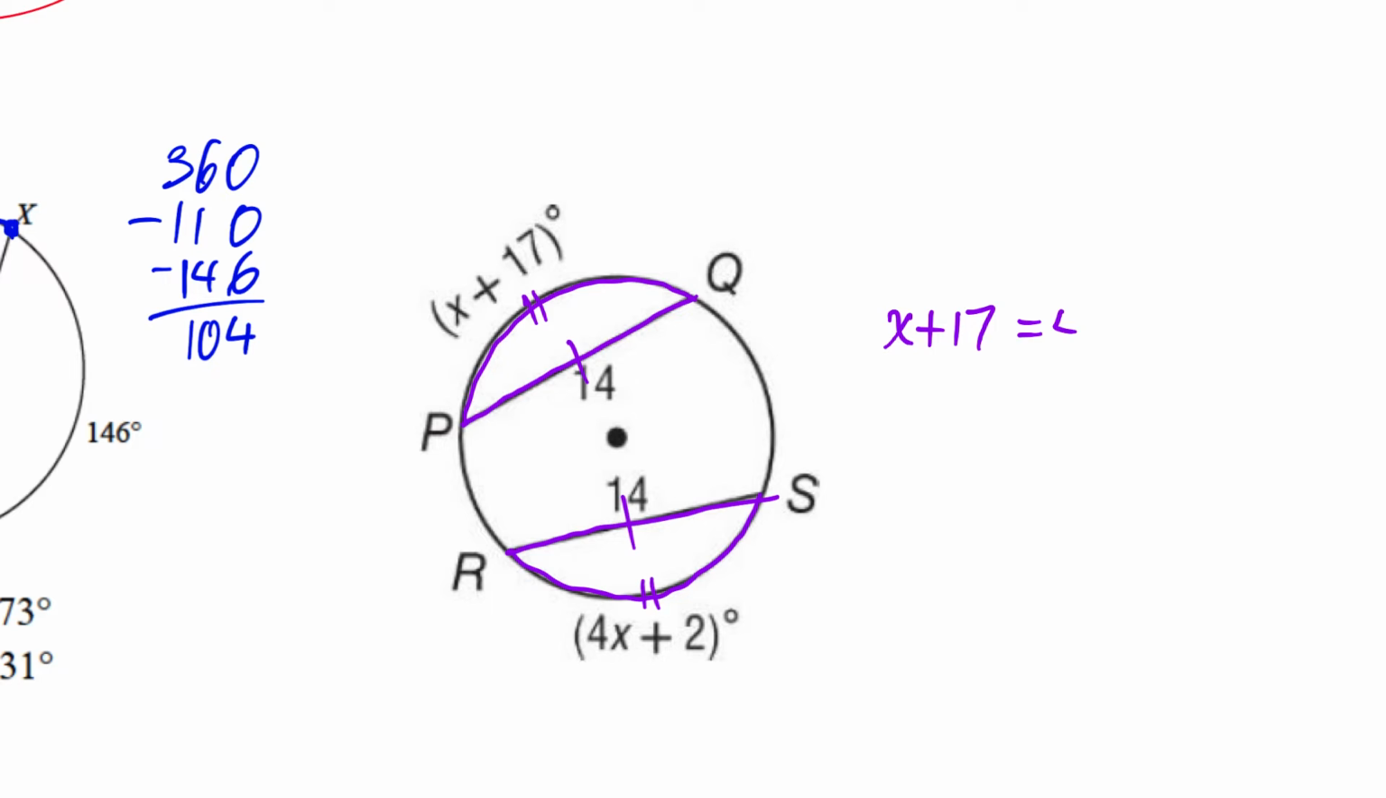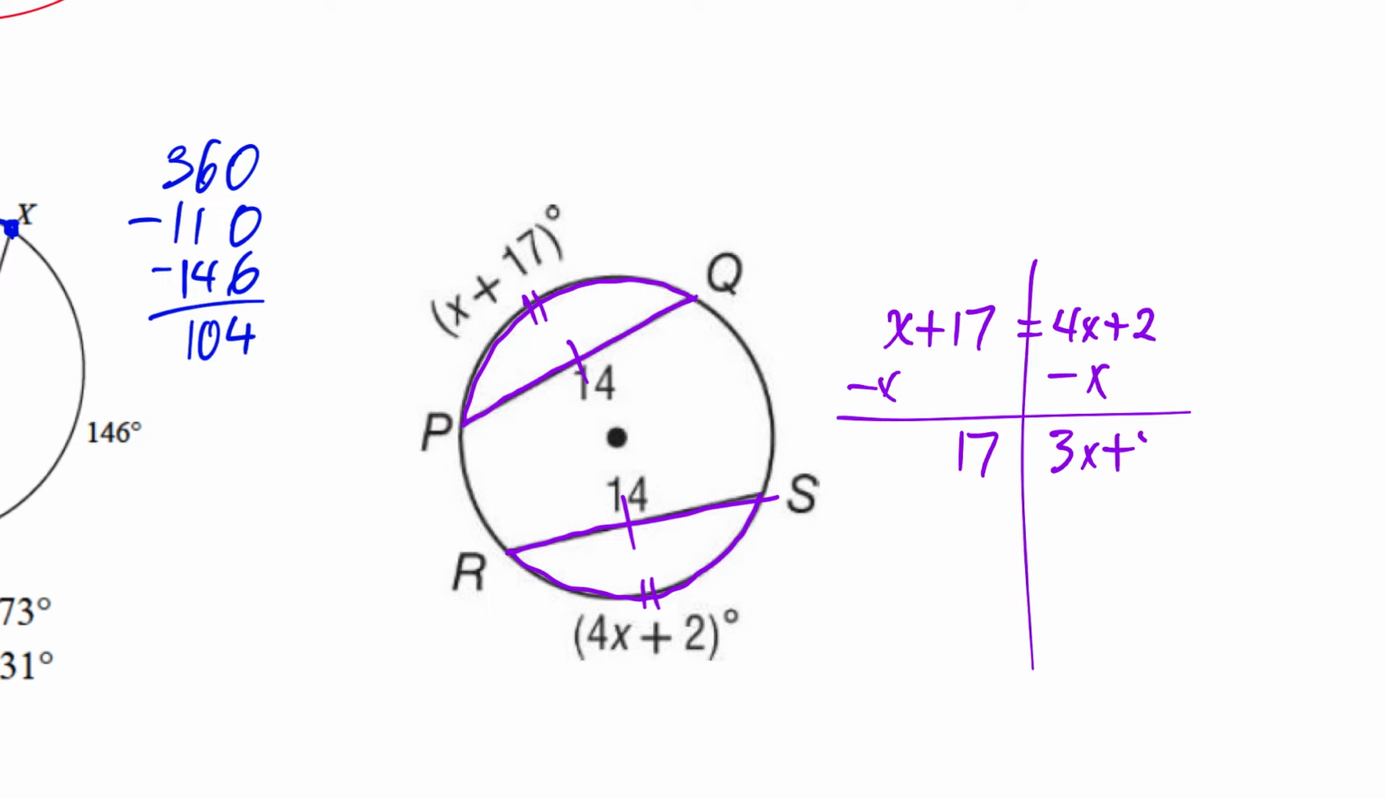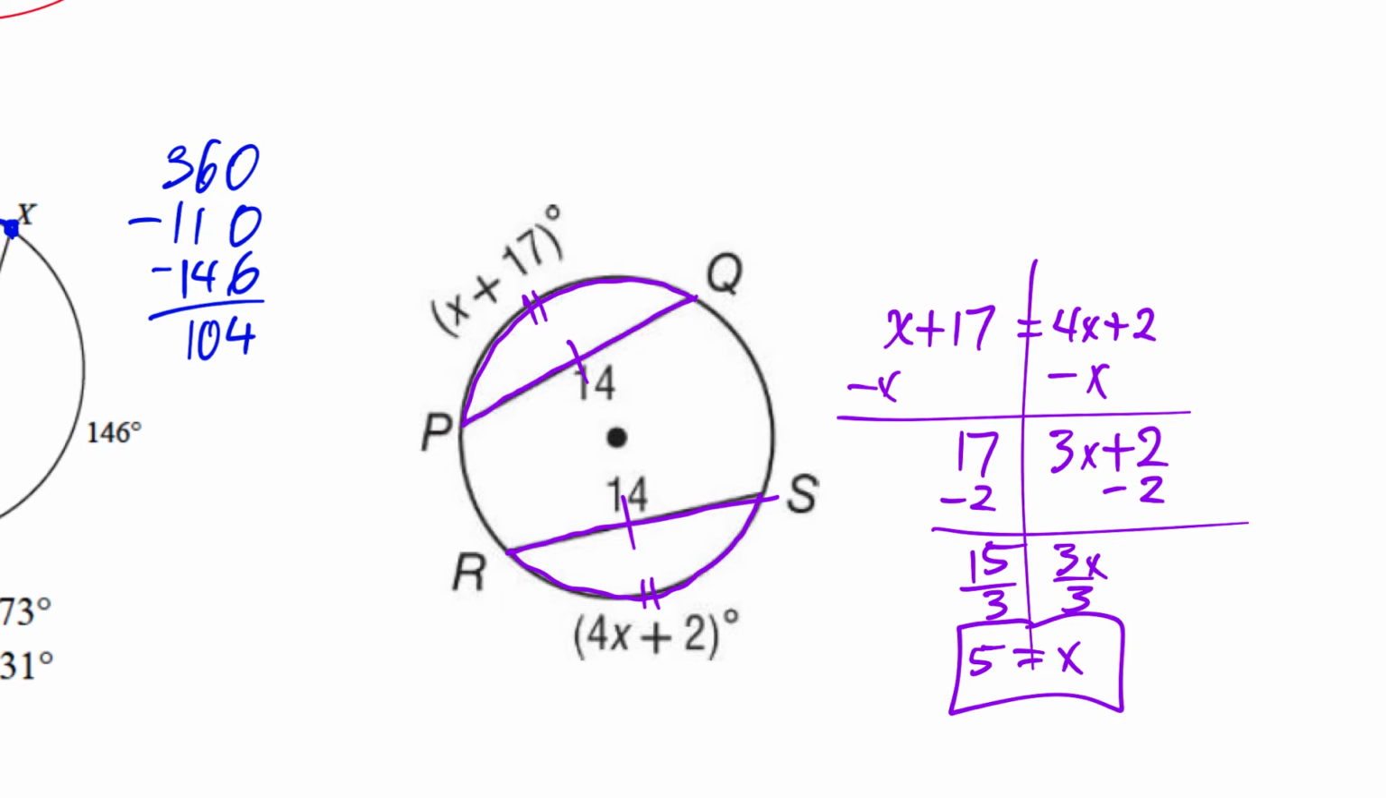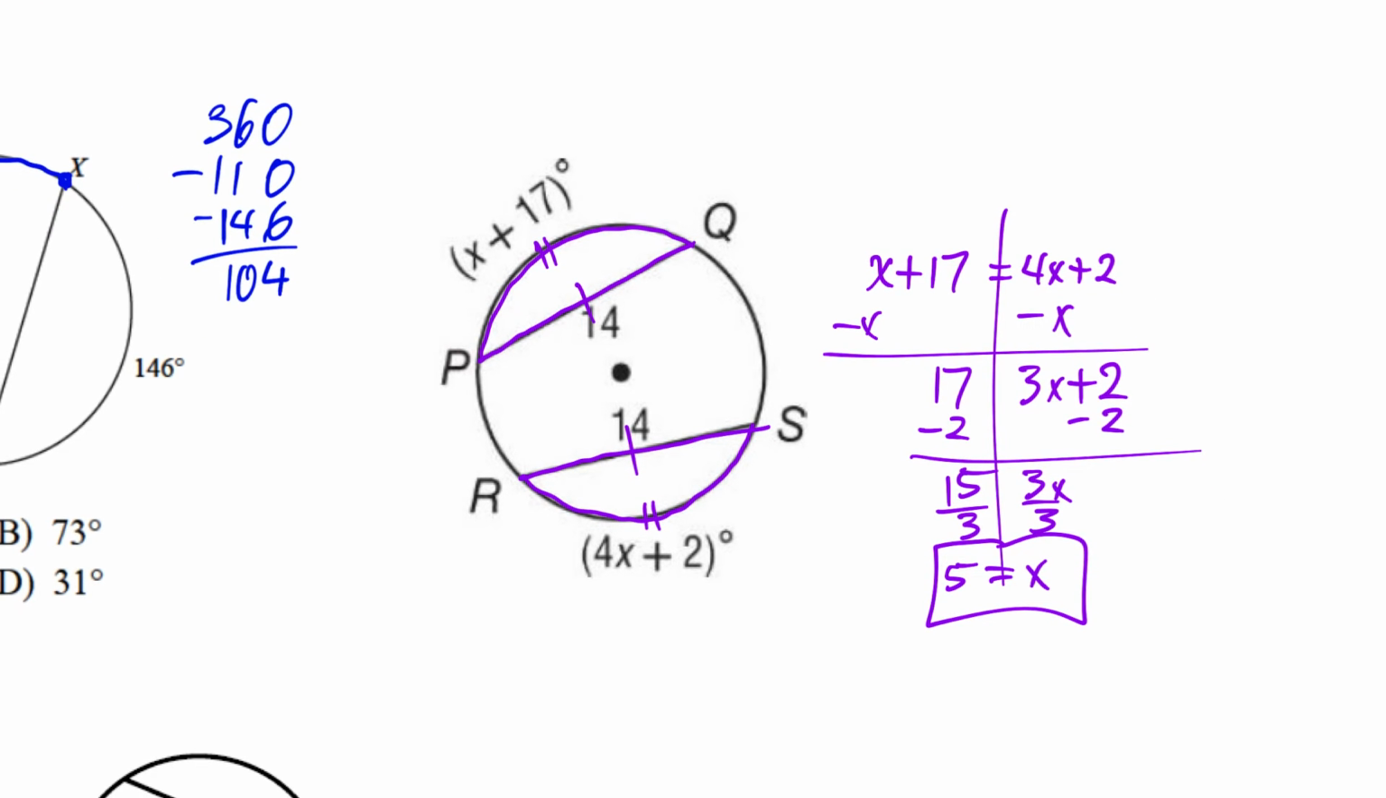x plus 17 equals 4x plus 2. Minus x on both sides, 17 equals 3x plus 2. Minus 2, 15 equals 3x, divided by 3, and x equals 5.